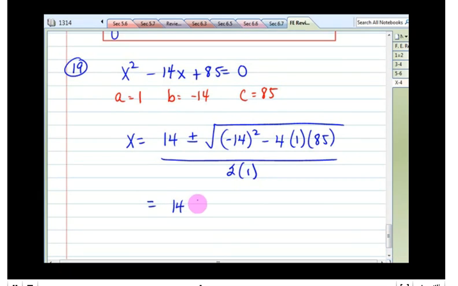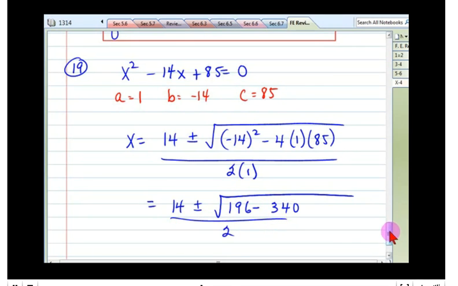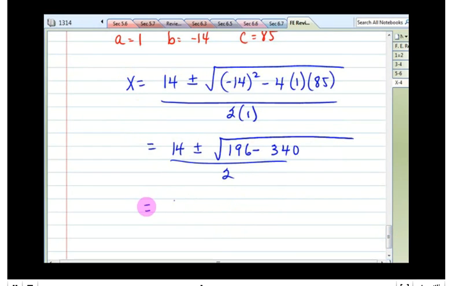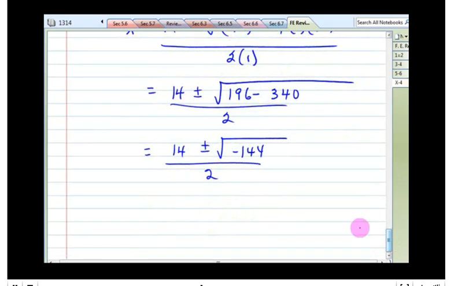So that's 14 plus or minus the square root of, what do I have, 196 minus 340, over 2, equals 14 plus or minus the square root of -144 over 2. Long problem. 14 plus or minus, now, the square root of -144. What does the negative tell you inside the radical?